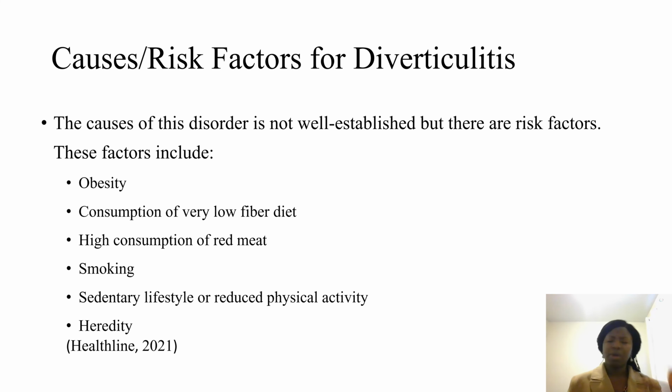Now, the causes are not well spelled out, but there are risk factors, and some of them are high body weight, that is somebody being overweight or obese, then consumption of a very low fiber diet, then high consumption of red meat. Smoking is also a risk factor. Then a sedentary lifestyle, reduced physical activity. This condition also has some genetic undertone, so heredity plays a critical role.